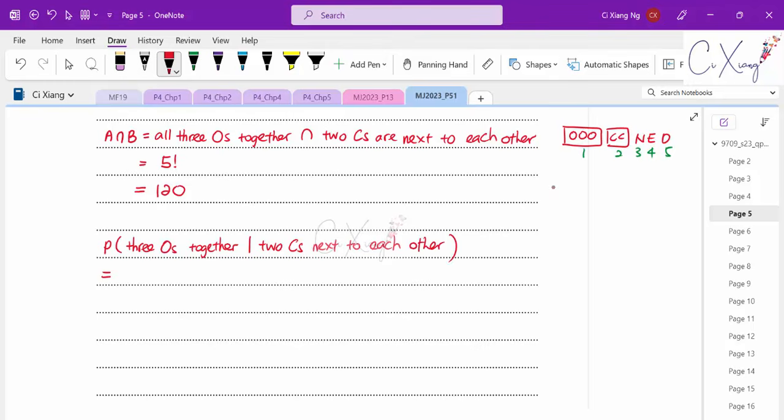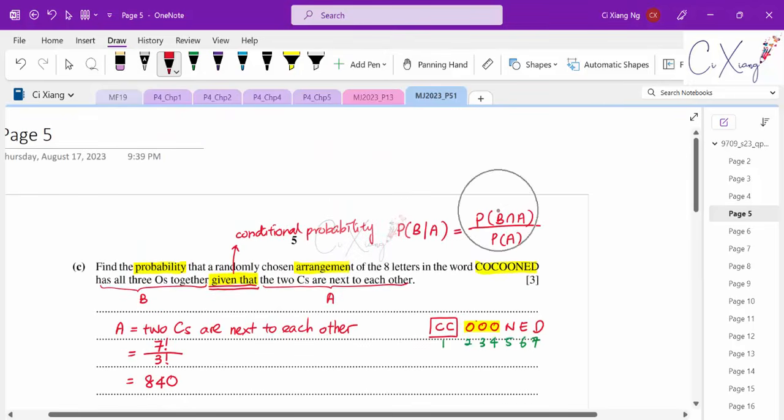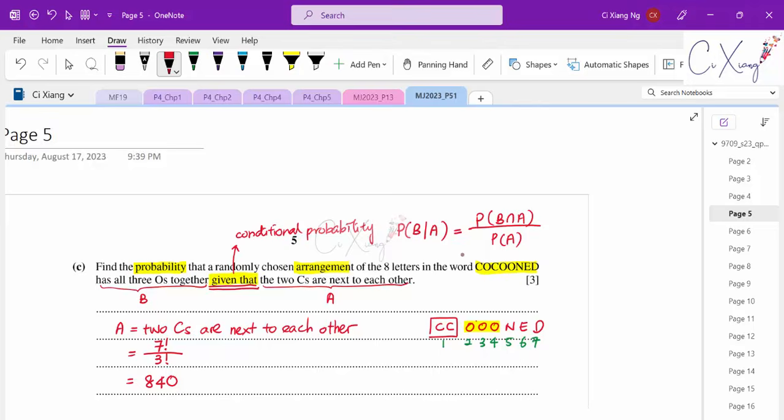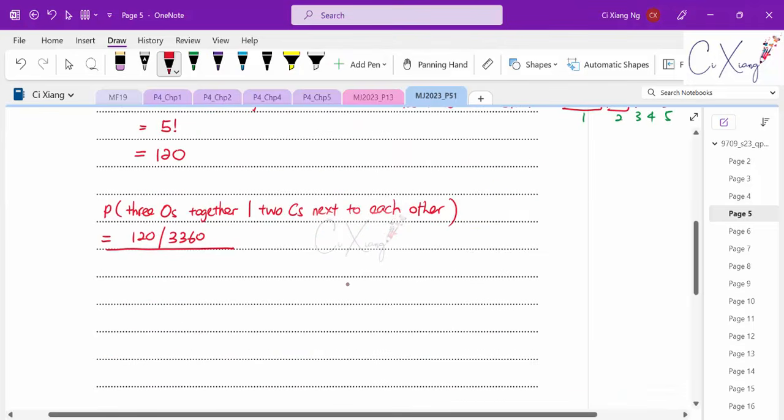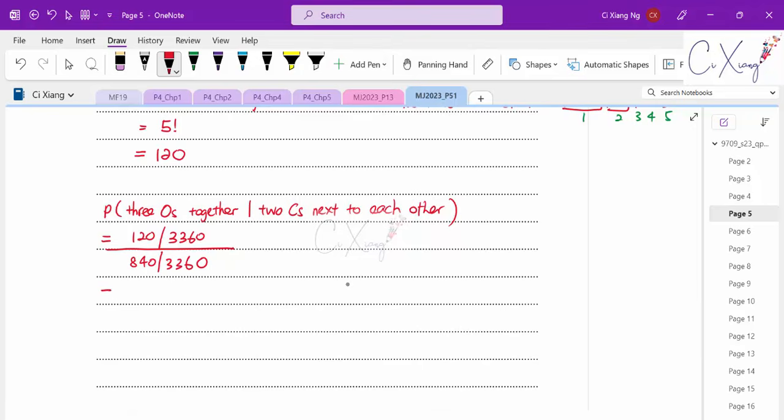Okay, so the formula will be 3 O's together intersect with 2 C's next to each other, which is this one, 120, divided by the total number without restriction in part number 1, which is 3360. So this 120 over 3360 is the probability of B intersect A on top. Then how about the probability of A at the bottom? The probability of A is this one, 840 divided by 3360 as well. Okay, so from here you try to simplify the answer, and by right you should get a fraction which is 1 over 7.